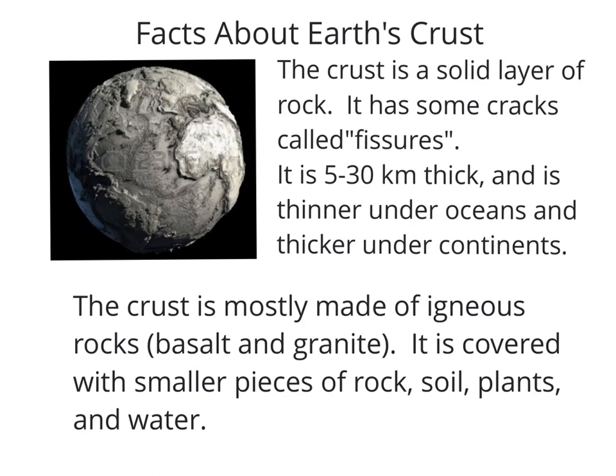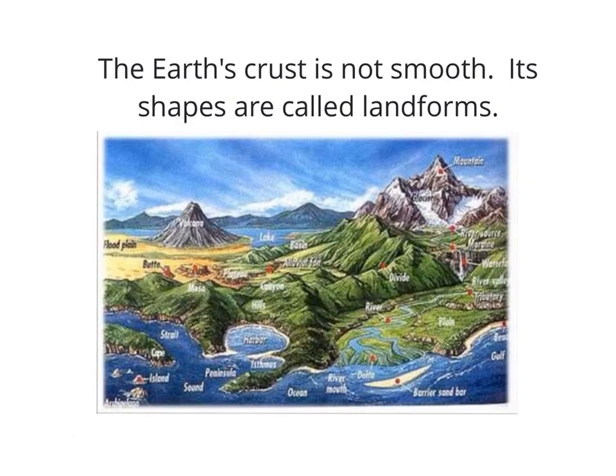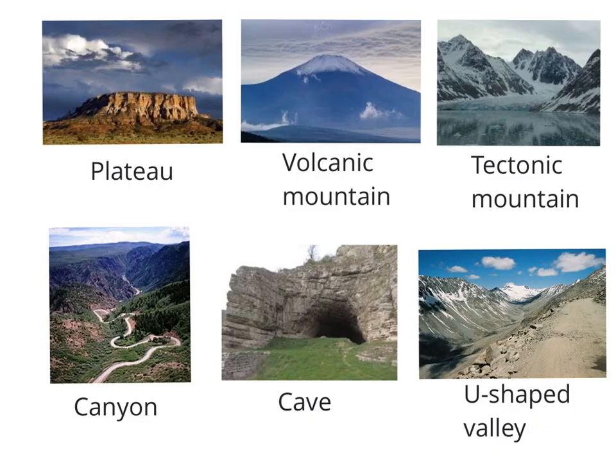Now, I know there's lots of other types of rocks in the world, but those are the covering over the crust. The crust is covered with those smaller pieces of rock and also soil and plants and water, which is why we don't see it very often. Now, the Earth's crust is not actually smooth. It has lots of different bumps and other deformities, and those shapes are called landforms.